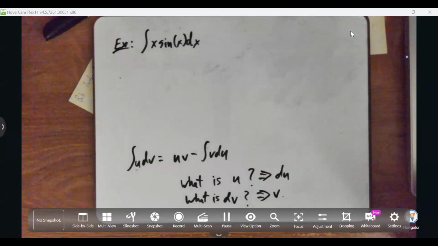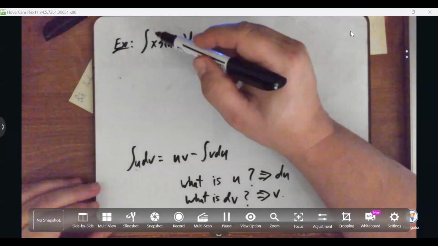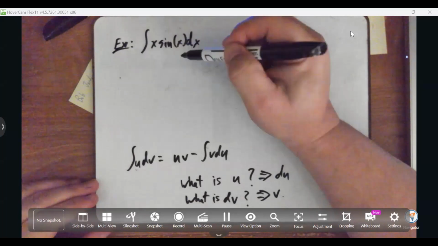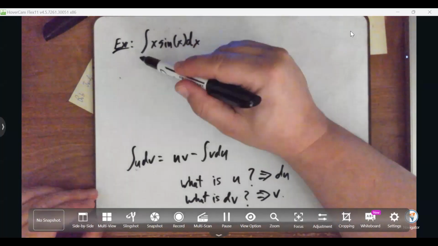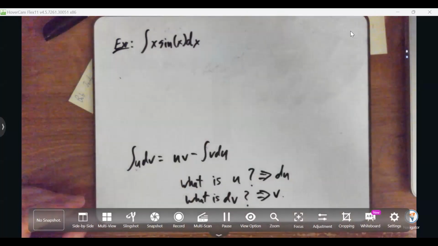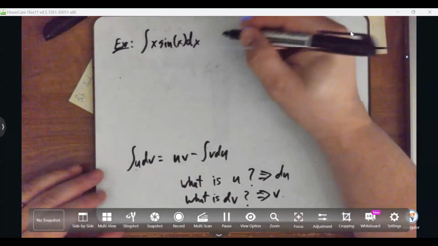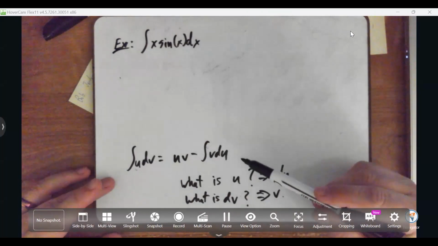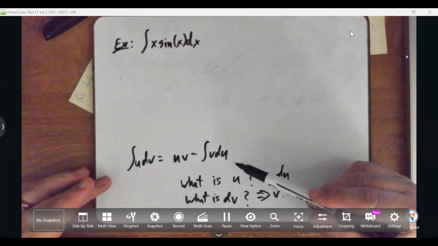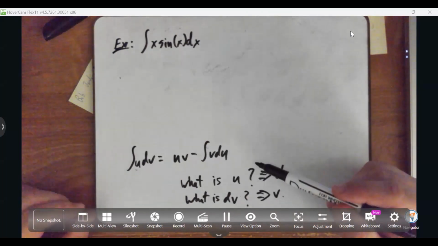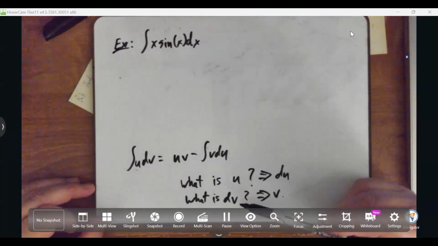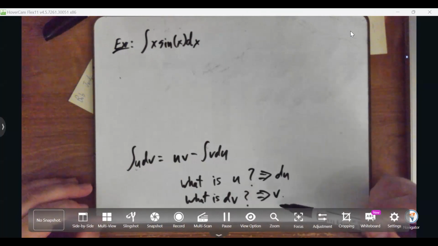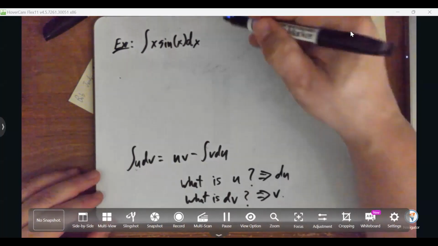All right, so we can do another example here. Another seemingly simple example. We know what the integral of sine x is. Let's throw an x in front of it. So what's the integral of x sine of x dx? Again, here's our formula: integral of u dv is uv minus integral of v du. The question to use integration by parts is what is u, what is dv, and then we can find du and v.